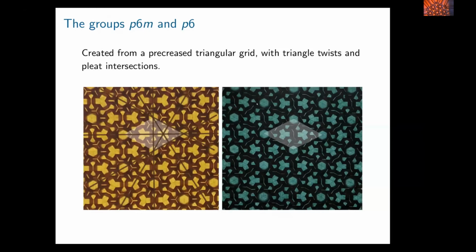So maybe I'll just say a few more words. I know that we don't have a huge amount of time, and I'm getting towards the end of my 20 minutes, but I'm going to return now to the slides, if that's okay, and just say a few words about some more examples of wallpaper groups which have a threefold symmetry. So those are P6M and P6.